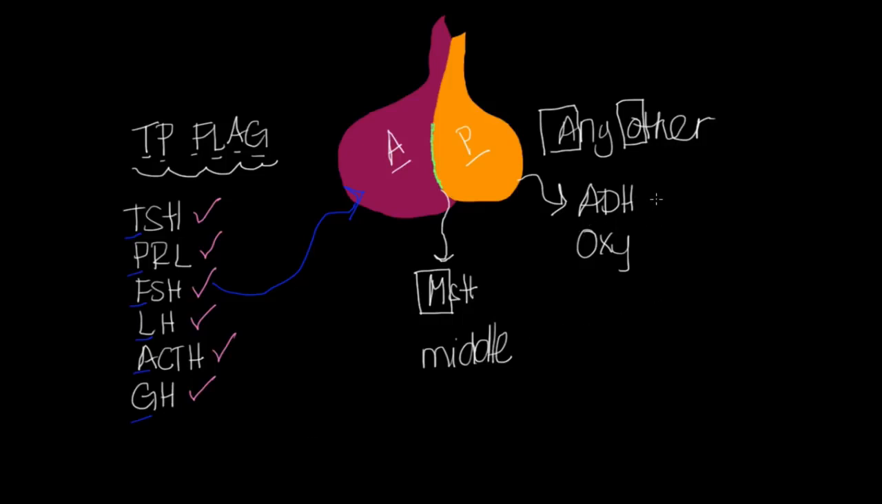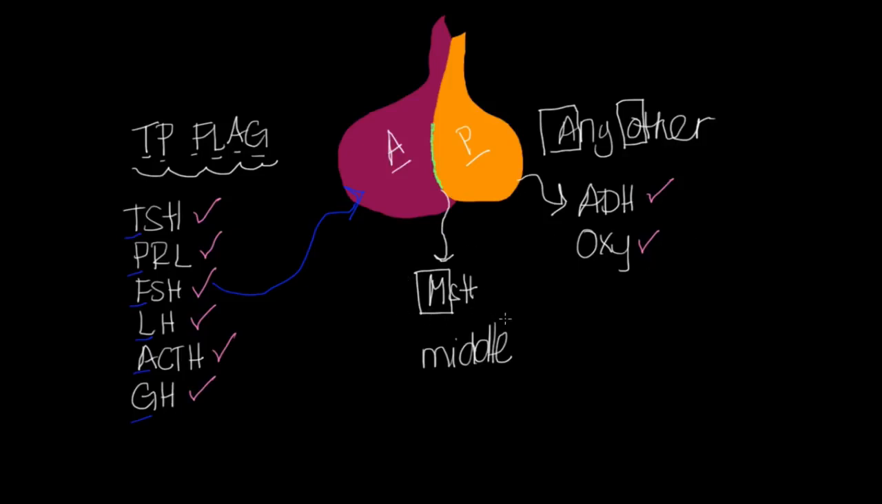And then my any other, my ADH. Well, we know ADH, we talk about that a lot. That's our antidiuretic hormone. So it's going to work on my kidneys, my arterioles. It's going to cause water retention. It's going to increase blood pressure. Oxytocin, I know that's going to work on the uterus, and that's going to work on the mammaries as well. That's going to help with uterine contraction. That's going to help with lactation.